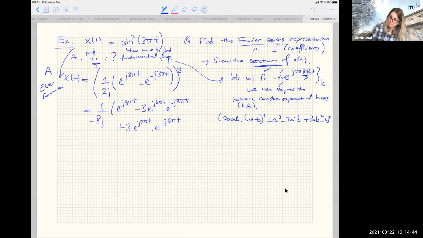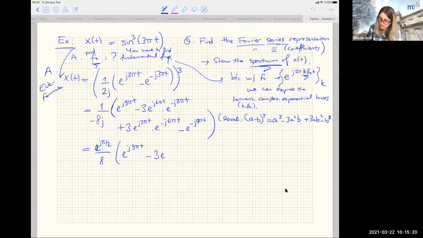And minus e to the minus j 9 pi t. Okay? It's clear, right? Now just rearrange the terms with the minus j as a j. I know it's a j, or I can rewrite it as e to the j pi over 2 in the numerator over 8. Remember, that's a phasor form we are used to. 1 over 8 times e to the j pi over 2. I have e to the j 9 pi t, 3 j 3 pi t.